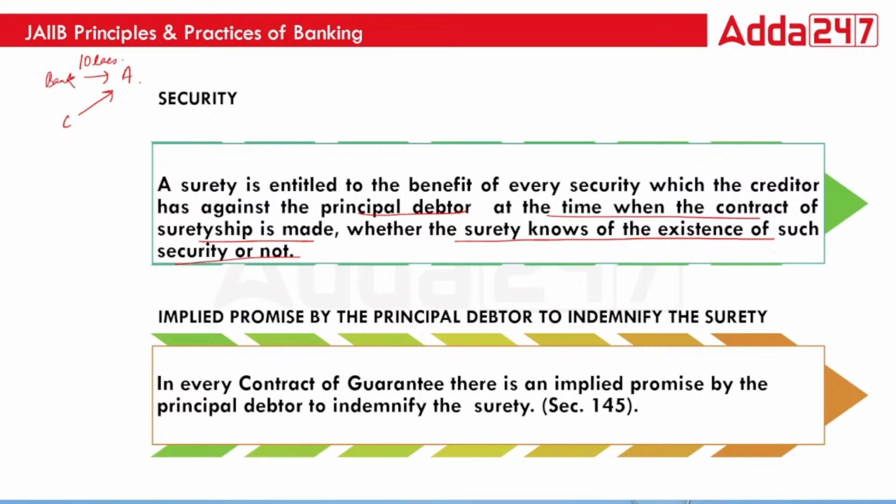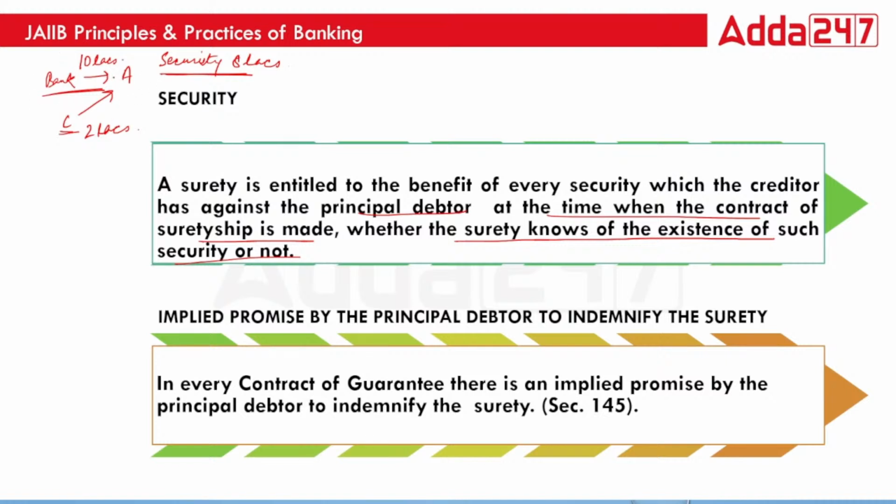Here bank had taken security of say 8 lakhs rupees. So if this was taken at the time of contract itself, so net responsibility of C will be of 2 lakhs only. Whether he knows it or not, that security worth 8 lakhs was taken, C will be responsible only for over and above amount which is not covered by security. But the only condition is that this should happen when the actual contract was signed.